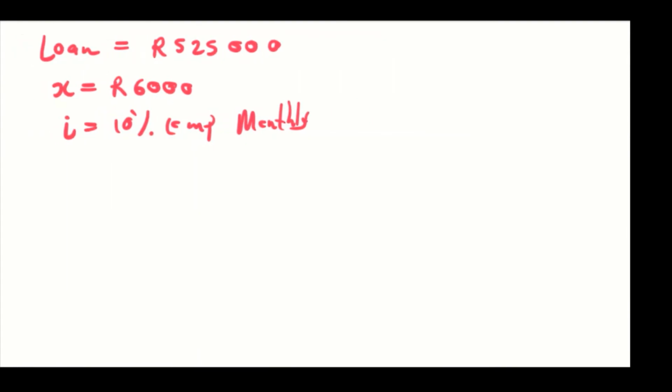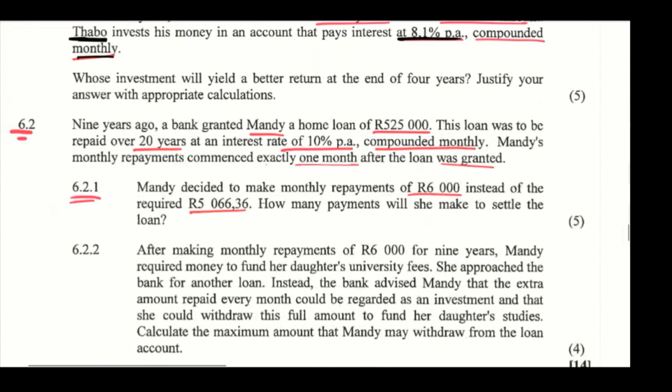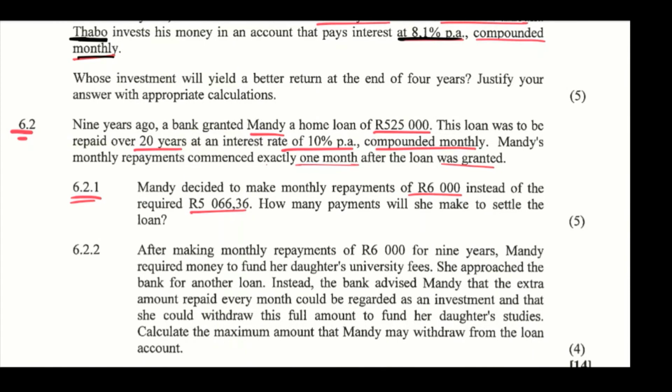So our period is 20 years, but the question wants us to identify the number of payments that are supposed to be made, right? So please ignore this portion here for now. This period of payment of this loan of 20 years, please ignore it for now. In this question, we just want to find the number of payments.